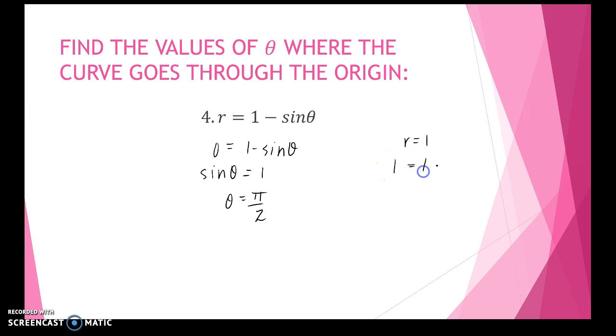So setting r equal to 1. We get where the sine theta equals 0. So that gives me 0, pi, and 2 pi.